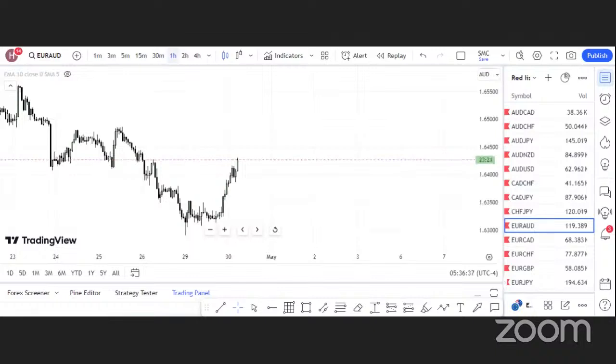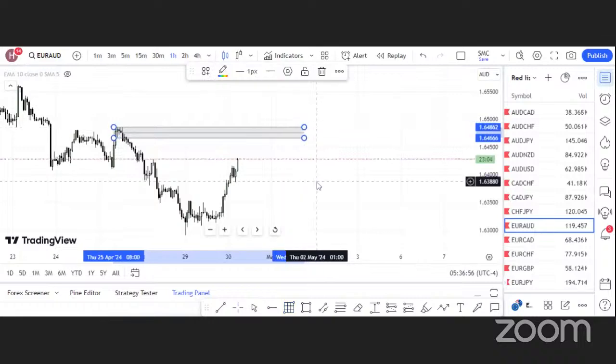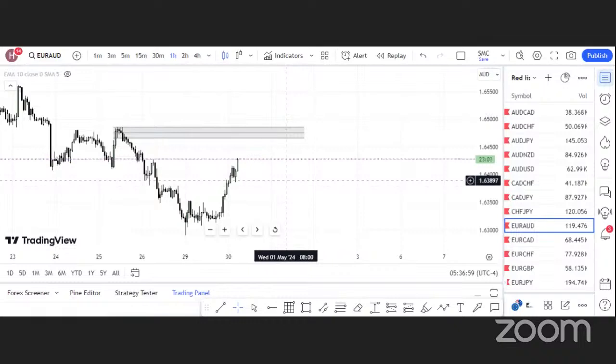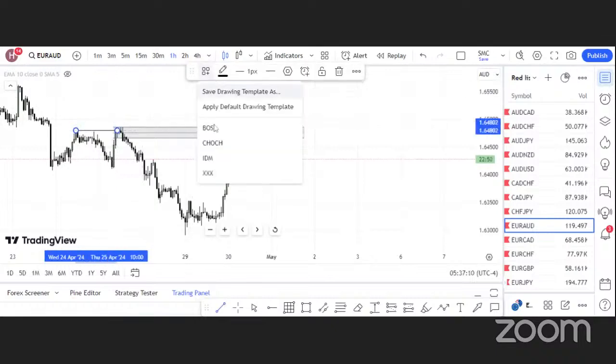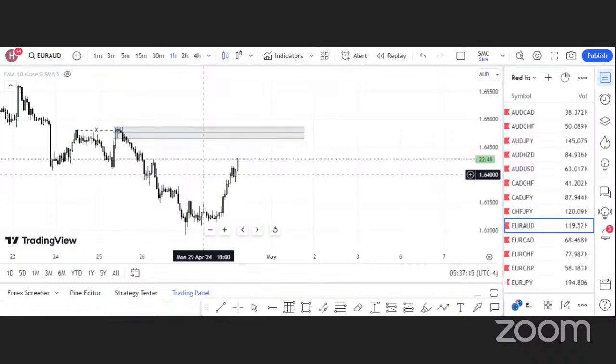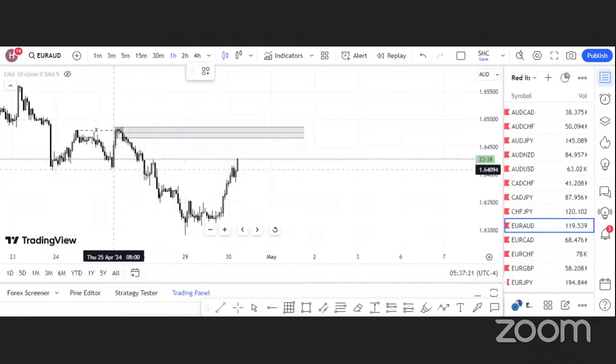All right, so we are currently on EURAUD. We also have a change of character, a liquidity purge, and the change of character here on the 1 hour time frame of EURAUD.